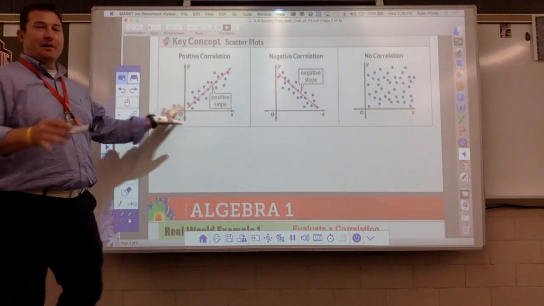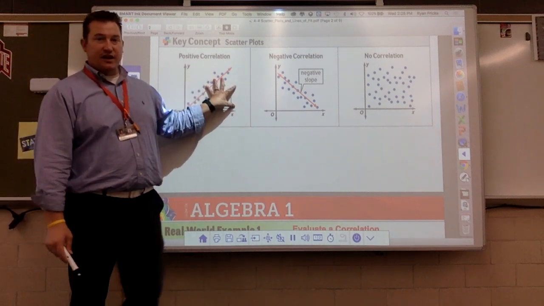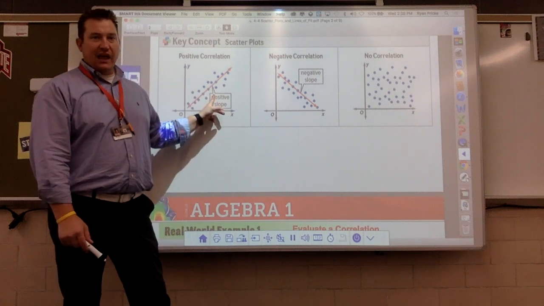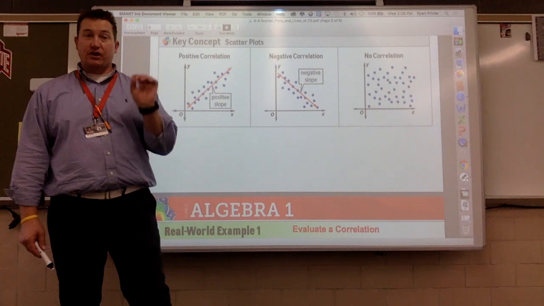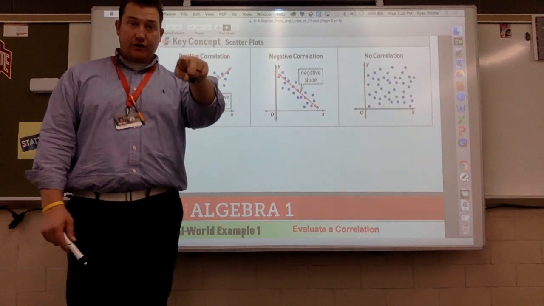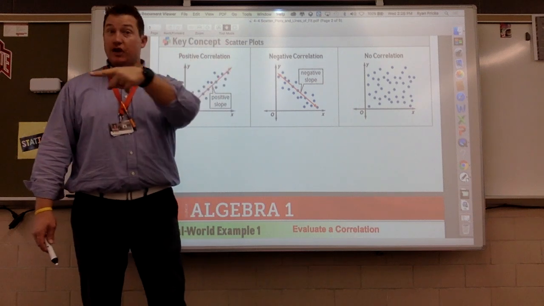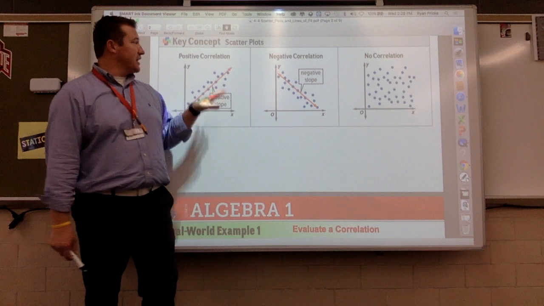Here's a much better view of scatter plots, my friends. Again, a collection of dots, all in quadrant one. If we're going uphill, just like we are here, this is positive correlation. Correlation, also what other word we just learned? Association. Oh, good job, somebody said it. They mean the same thing.